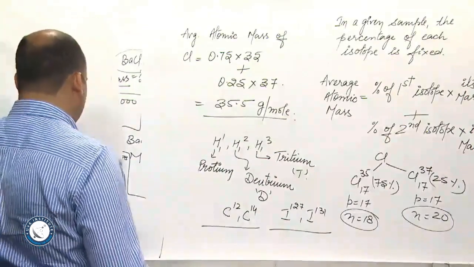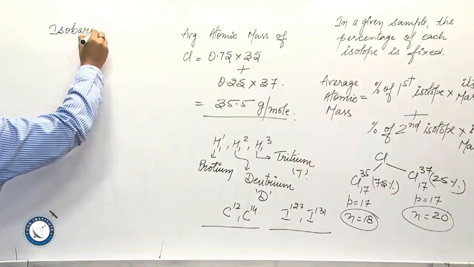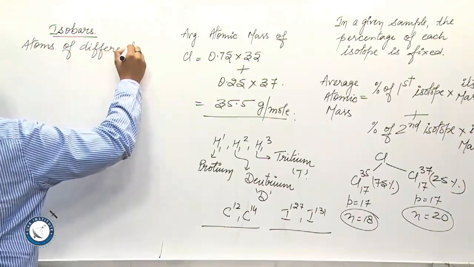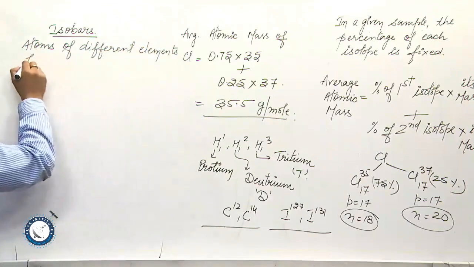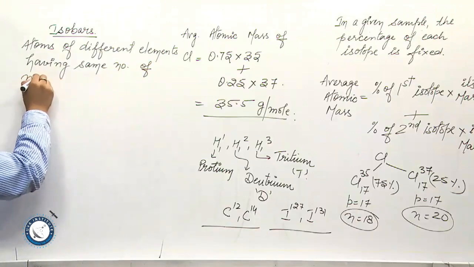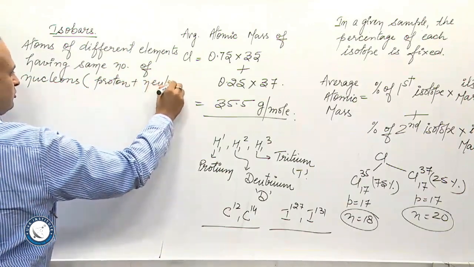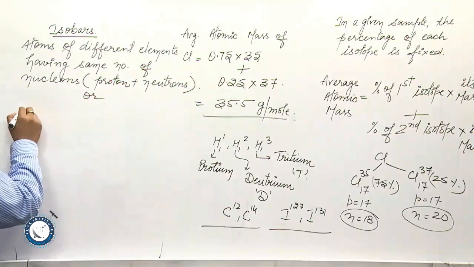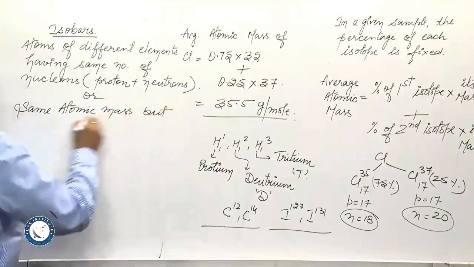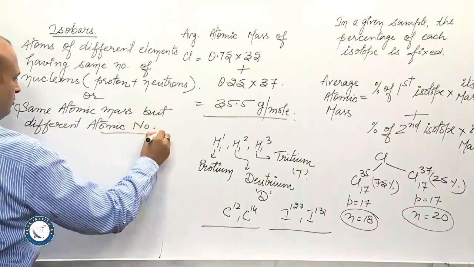Now, another term, what are isobars? Now, these are atoms of different elements having the same number of nucleons, that is the same number of protons plus neutrons, or the same atomic mass, but different atomic number.